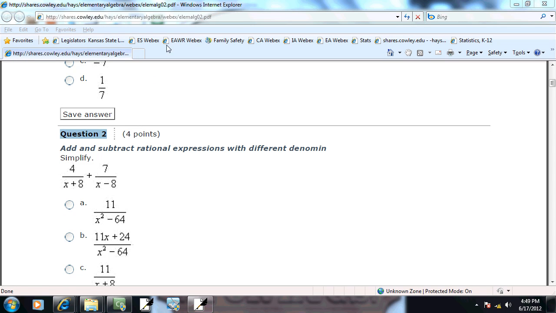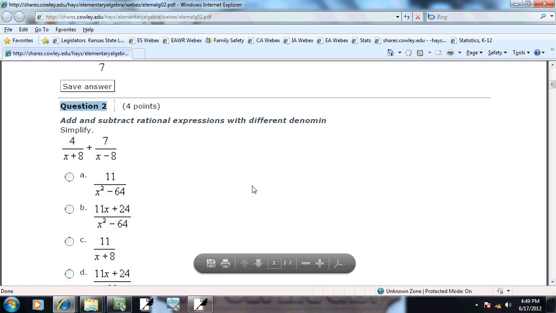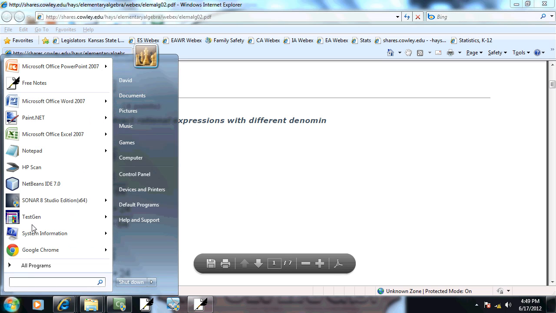Let's take a look at problem number 2. Add and subtract rational expressions with different denominators. And let's refresh our memory on the steps first.